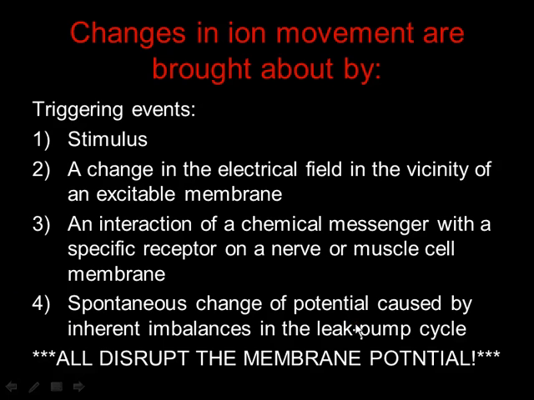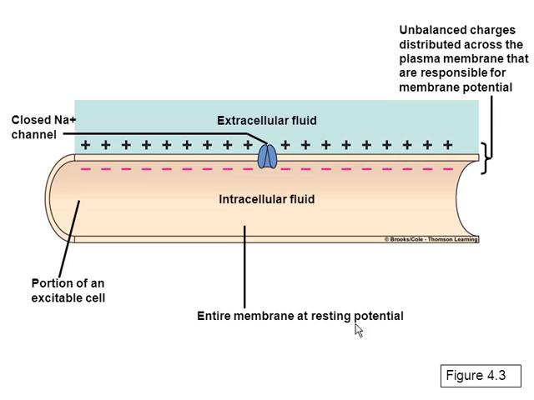That's why after somebody has a heart attack, we take a sample of their blood, and what we're doing is testing for the chemicals that normally should be inside of a heart cell. They burst, and now they're flowing through their blood. All of these disrupt the membrane potential, all those points.